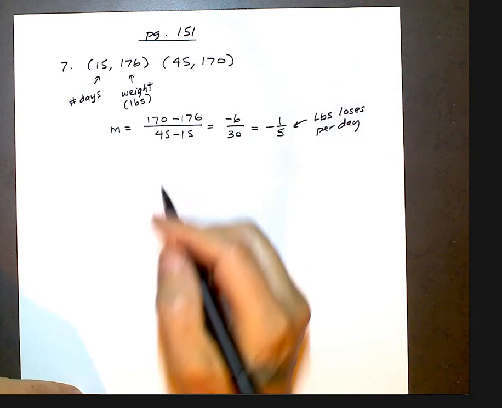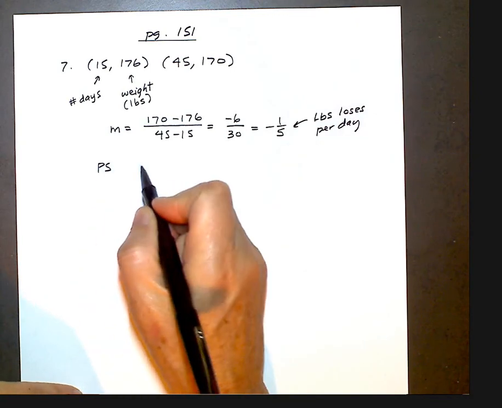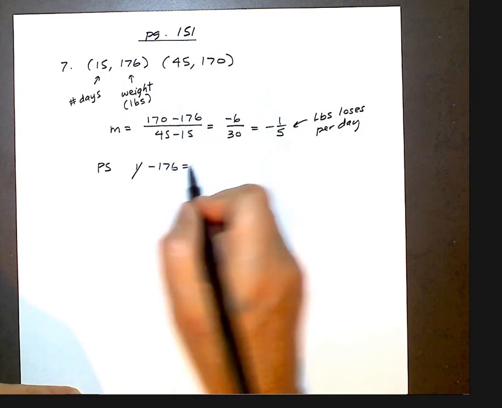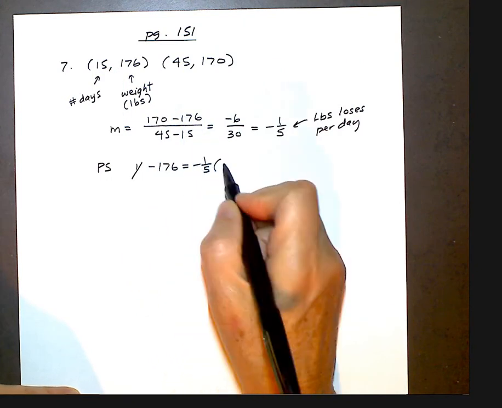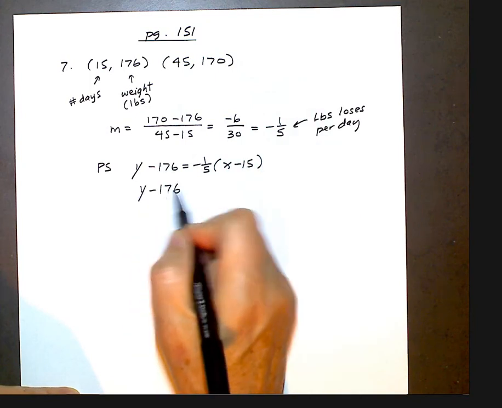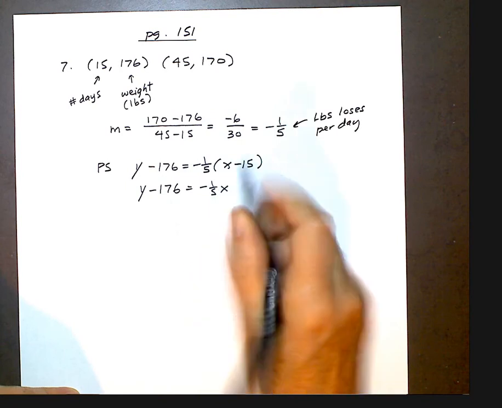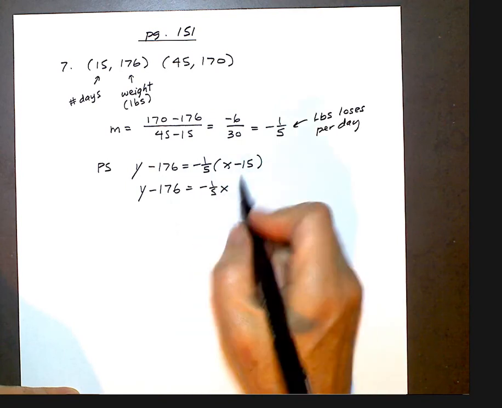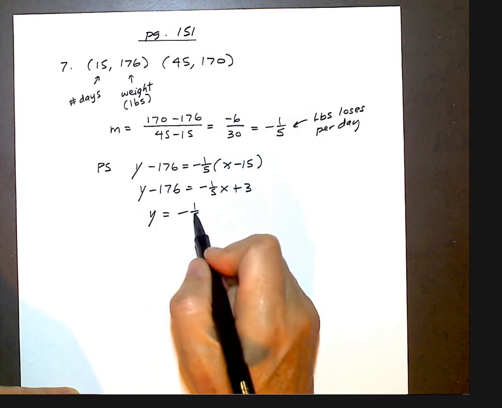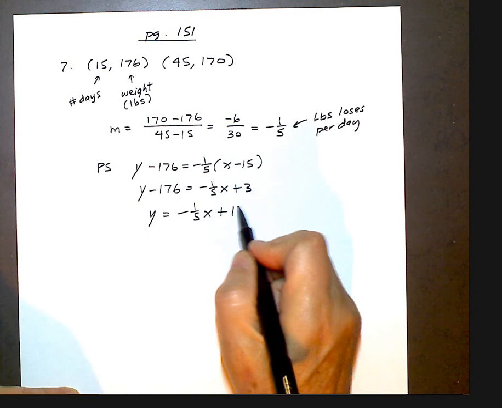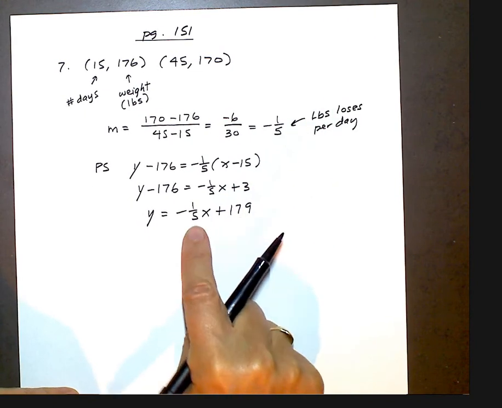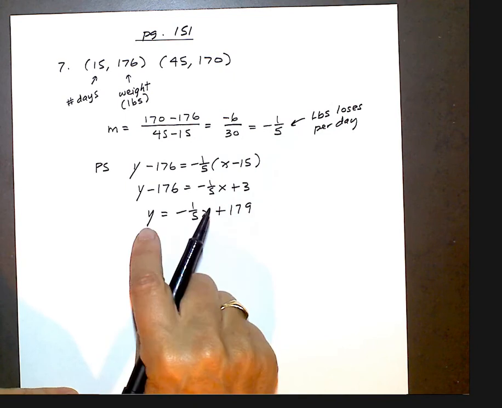So let's use point slope form and write what this function is. So I'll use this first data point. Okay, so plus 15 divided by 5 is 3. So adding 176 to both sides, we get 179. This tells me that Alan started at 179 pounds and he loses 1/5 of a pound per day, and Y tells you what his current weight would be.